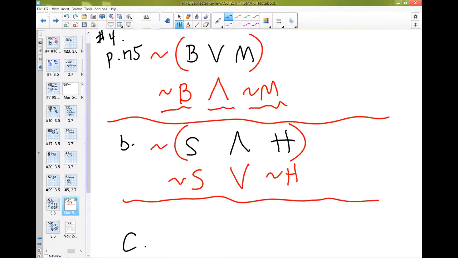So I would encourage you to code them using letters and make sure you use the correct symbols. Especially with De Morgan's law, you can then negate it and then translate it back. If you try doing it right away with words, that just does not work real well. So code it, negate it, translate back.